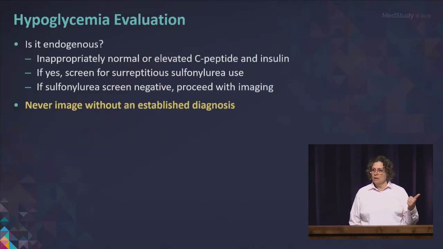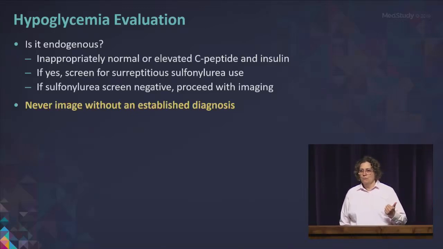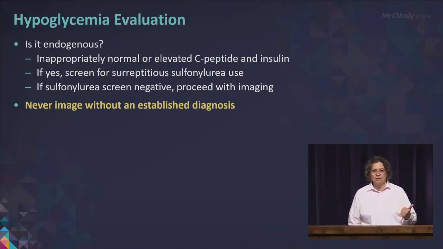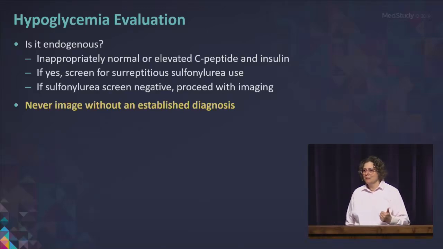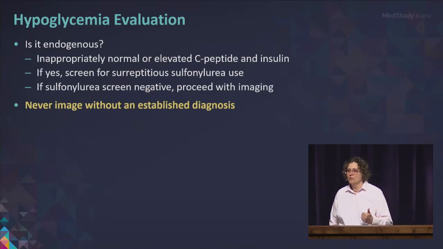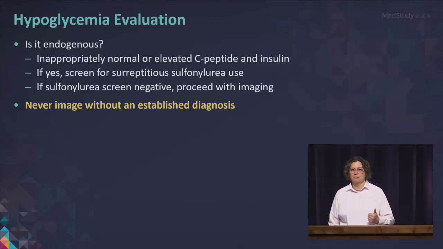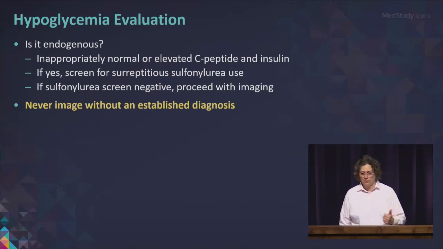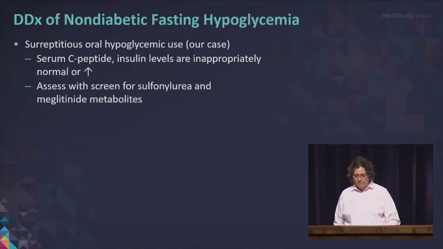And so again, the question I'm asking with hypoglycemia is, is it endogenous? What I am looking for with hypoglycemia is that I should be shutting off my insulin and C-peptide immediately. Your first defense to hypoglycemia is shutting off your own endogenous insulin production. So I should be shutting that off way early. In the 70s and 80s, I should be shutting off my insulin. And so if I have a C-peptide or an insulin that's inappropriately normal or elevated, then it is endogenous. Then I want my sulfonylurea screen.